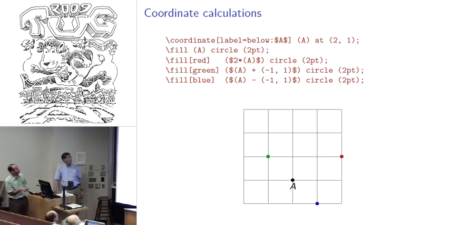So here's a simple example. We're just going to create a coordinate here called A, which happens to be at a particular location. Put a dot there, just fill a little circle. And then we're going to create some other circles. Inside of this coordinate, we're putting the dollar signs to indicate that we're doing a coordinate calculation. And then we just do two times A, which is going to do a scalar multiplication. Then you could also add and subtract other coordinates. These could have been named coordinates, or in this case, just given explicitly, so that we can do a little translation here as well.